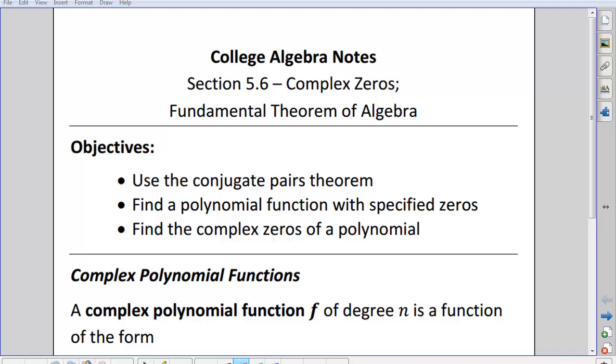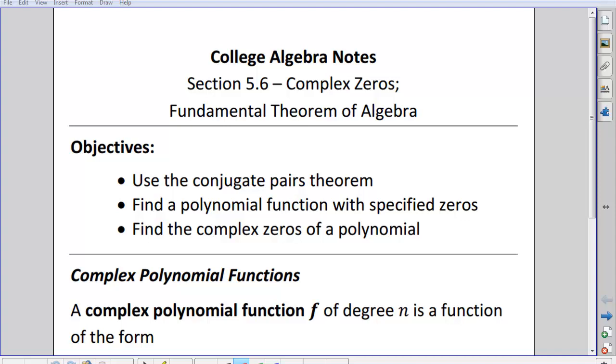If you remember, or if you watched the notes from the last section, 5.5, at the very end we came across a problem that I mentioned we could go further with if we use complex zeros. So that's what we're getting into here in section 5.6. You're going to see a lot of the same techniques, a lot of the same types of problems, but just know that we're taking it one step further.